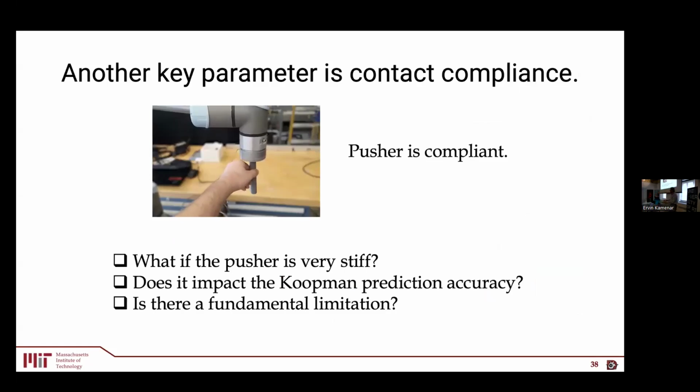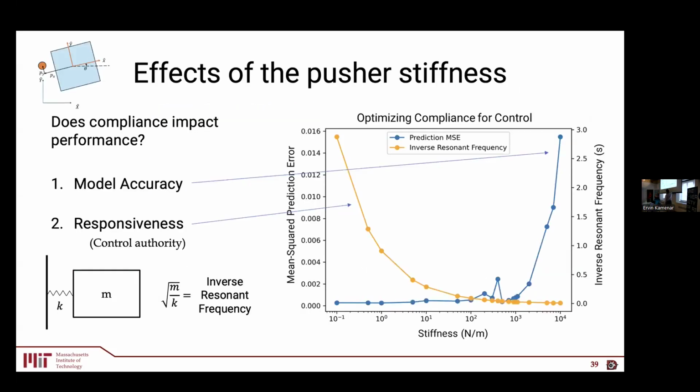You may still be somewhat speculative and maybe doubtful about the compliance in there, right? You may say, what if the pusher is much, much stiffer? Does it impact the Koopman prediction accuracy? Is there any fundamental limitation to this method? So we look at the effect of stiffness on prediction accuracy, on a logarithmic scale. If it's extremely stiff, the prediction accuracy goes really bad. If it's compliant, down here, it's better.